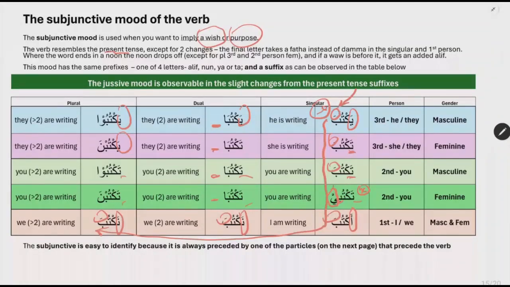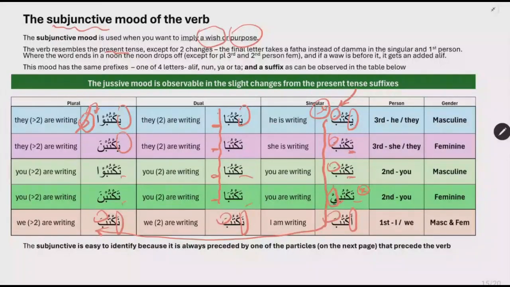So all you're doing is instead of saying yaktubani, you're saying yaktuba. This is the dual form, but in this particular mode, the subjunctive mode. Here you notice the feature, the noons fell away. Here also there was a noon, if you remember. It was yaktubuna. Here the noon fell away, but in its place you replace it with an alif.